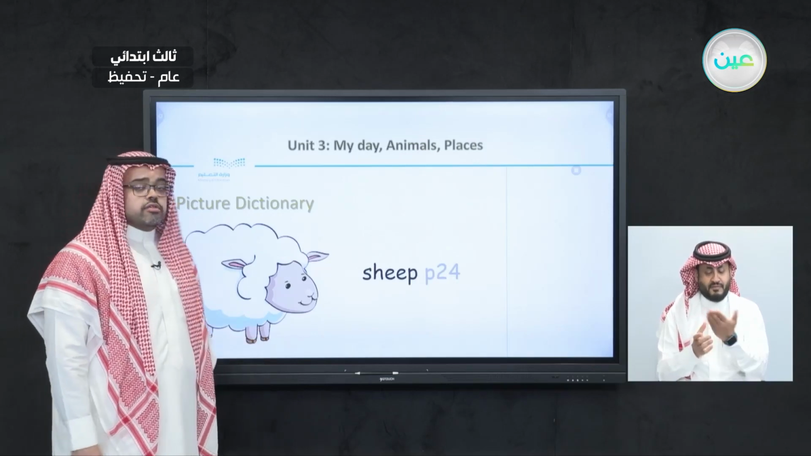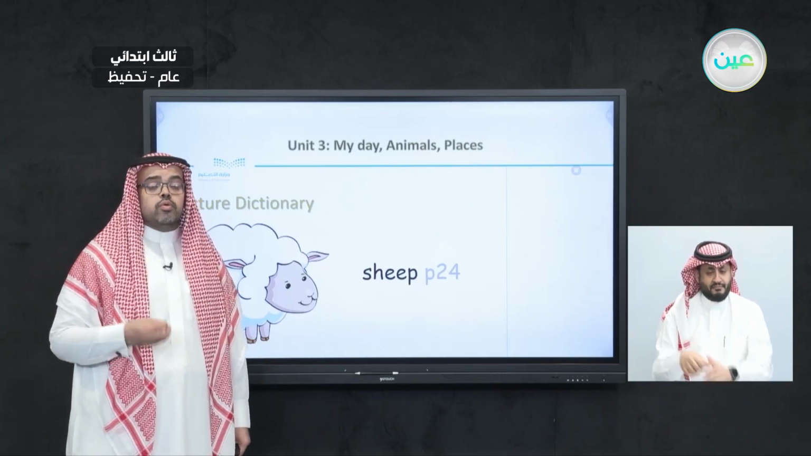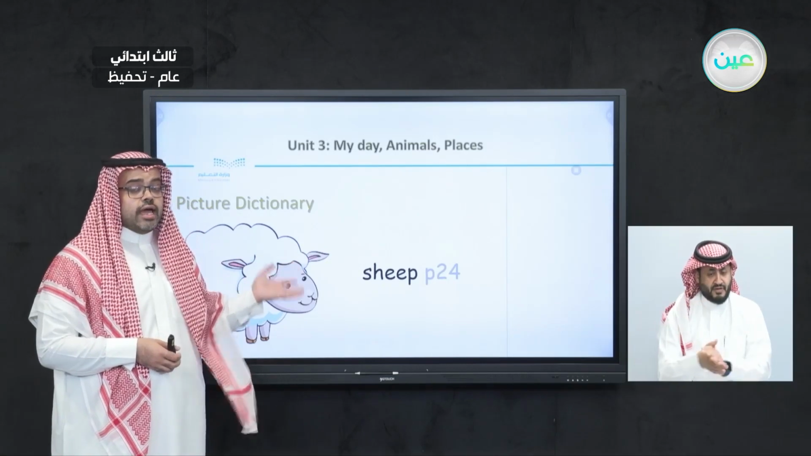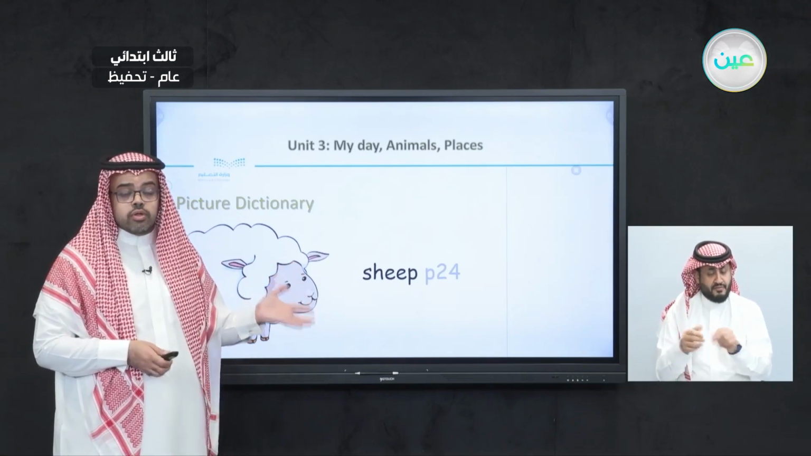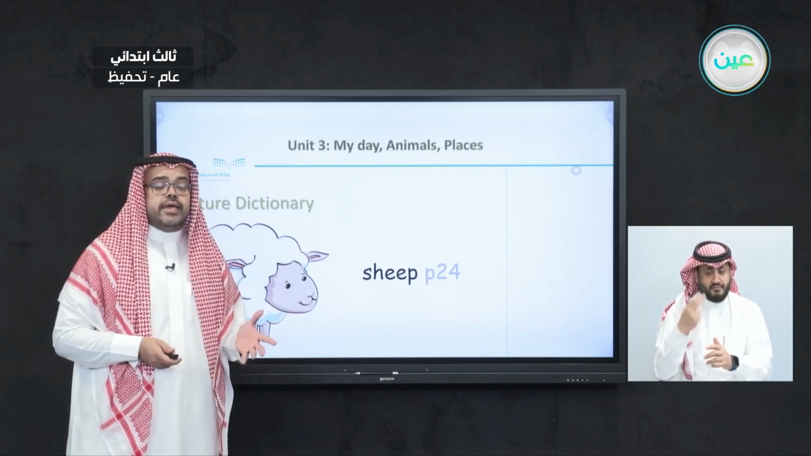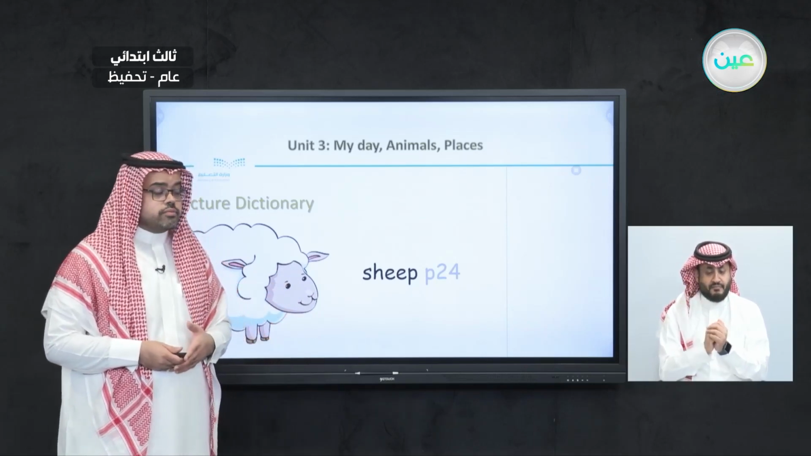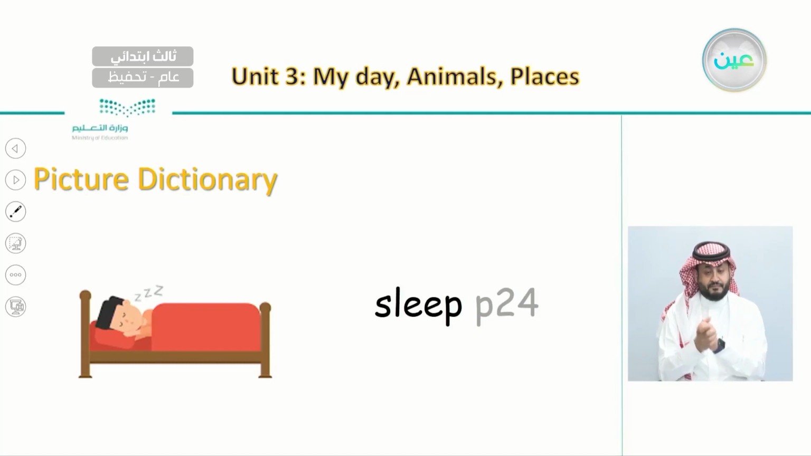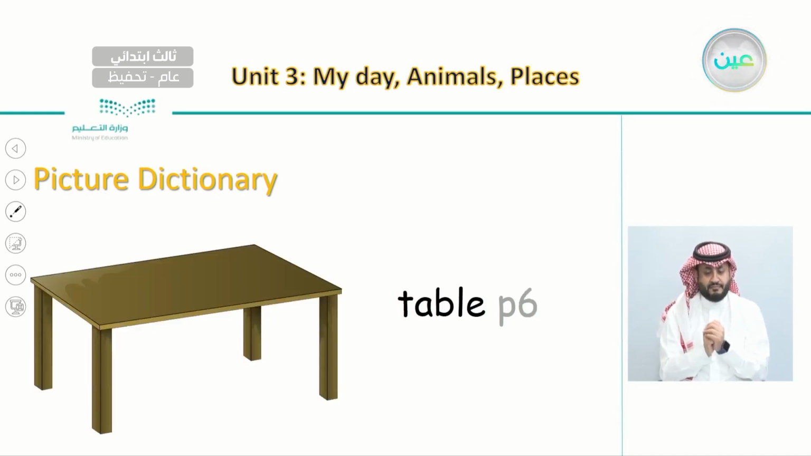And after this, we have sheep. A sheep, which is an animal. This word can be seen on page 24. And after this, we have another word, which is about an activity that we do every night, which is sleep. Sleep. And this word can be seen on page 24.